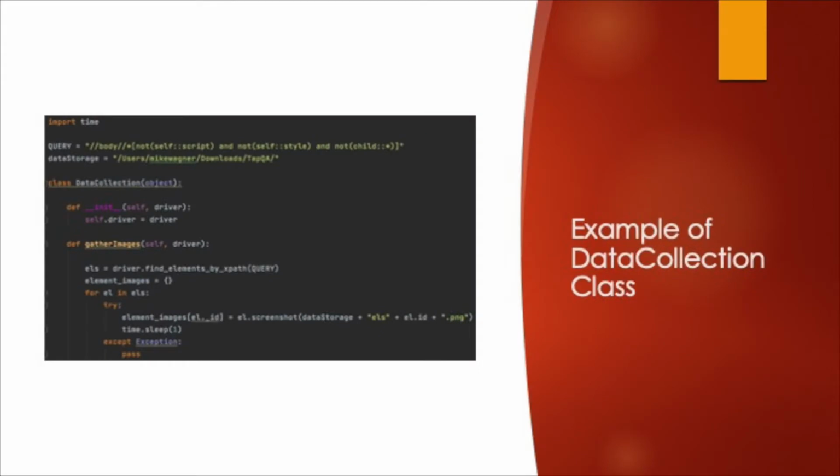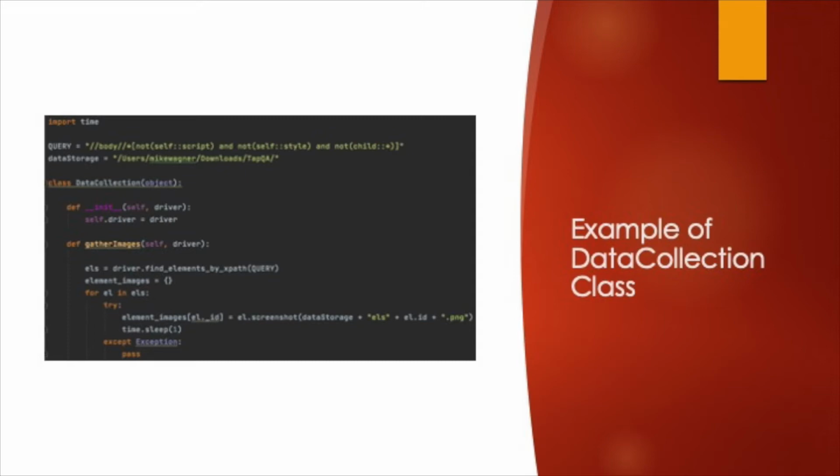So the example code we have here is our data collection class. So starting from the top, we actually import the time library, and I'll talk about that more in a second. First thing we need to do is set up our query string. This allows us to help find the elements by XPath using that query string. The second thing we have set up is the data storage. This is the directory that the image data will be saved to.